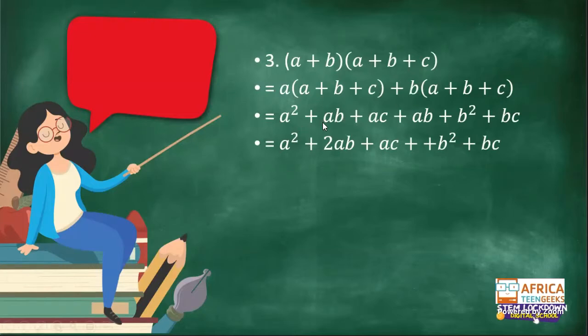You'll have a squared. You can see that ab and ab are like terms, and you group the like terms together. If you add ab and ab, you will get 2ab. And of course, the entire expression there will be a squared plus 2ab plus ac plus b squared plus bc. And that's how you multiply the two.